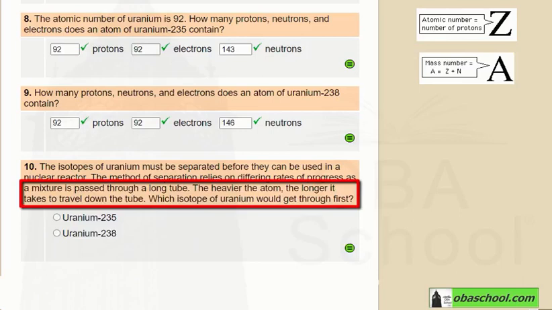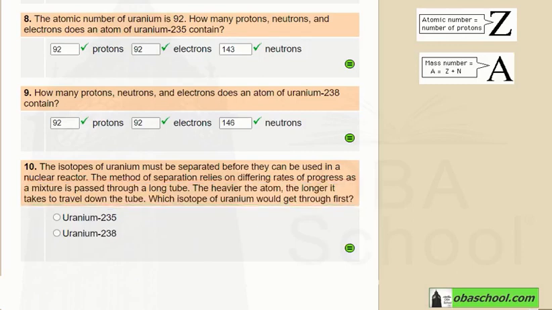So it would be the lighter isotope, and this depends on the mass number. The mass number of the first isotope is 235, and the second one is 238. Which one is lighter? Yes, uranium-235 is the lighter one. So uranium-235 will get through first.